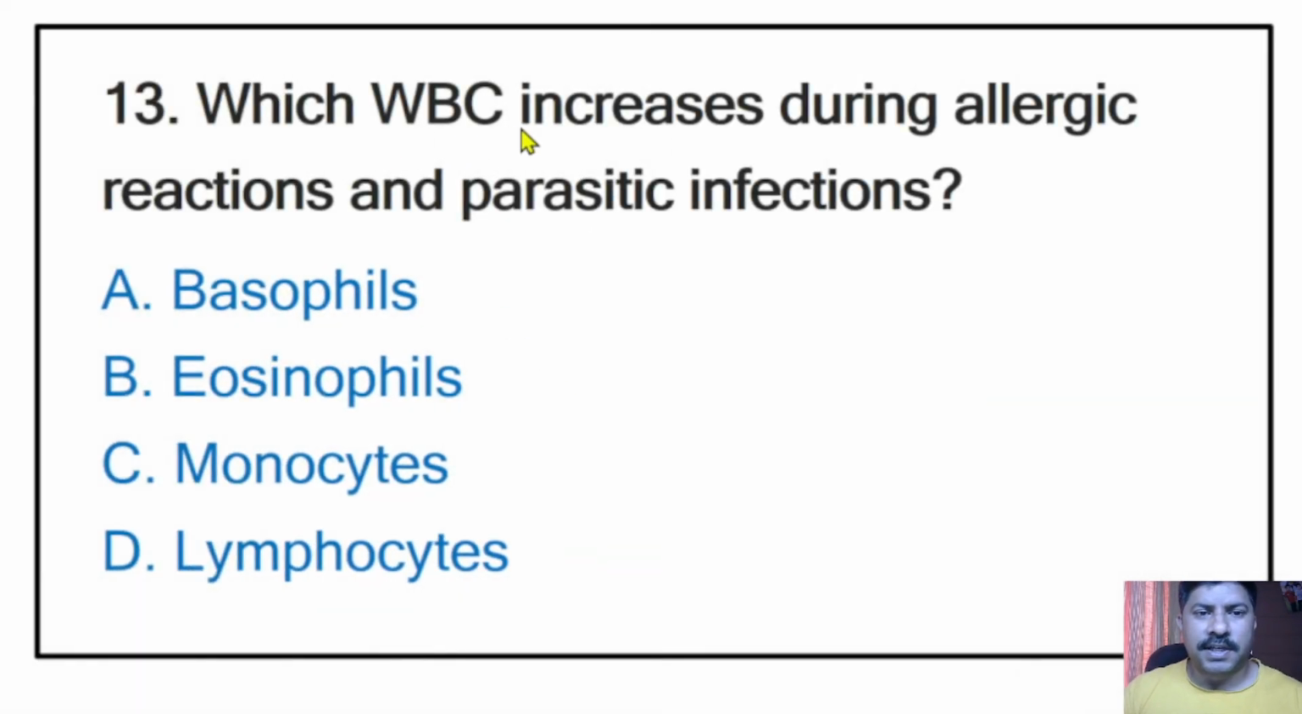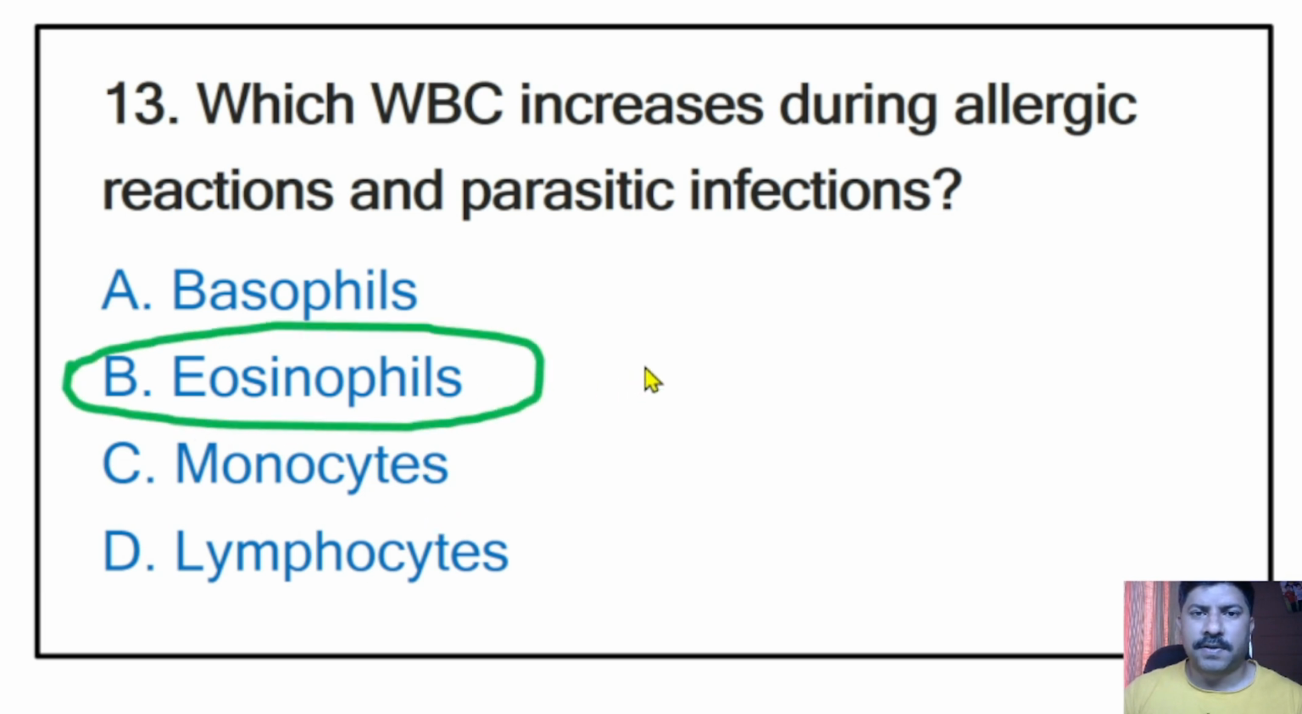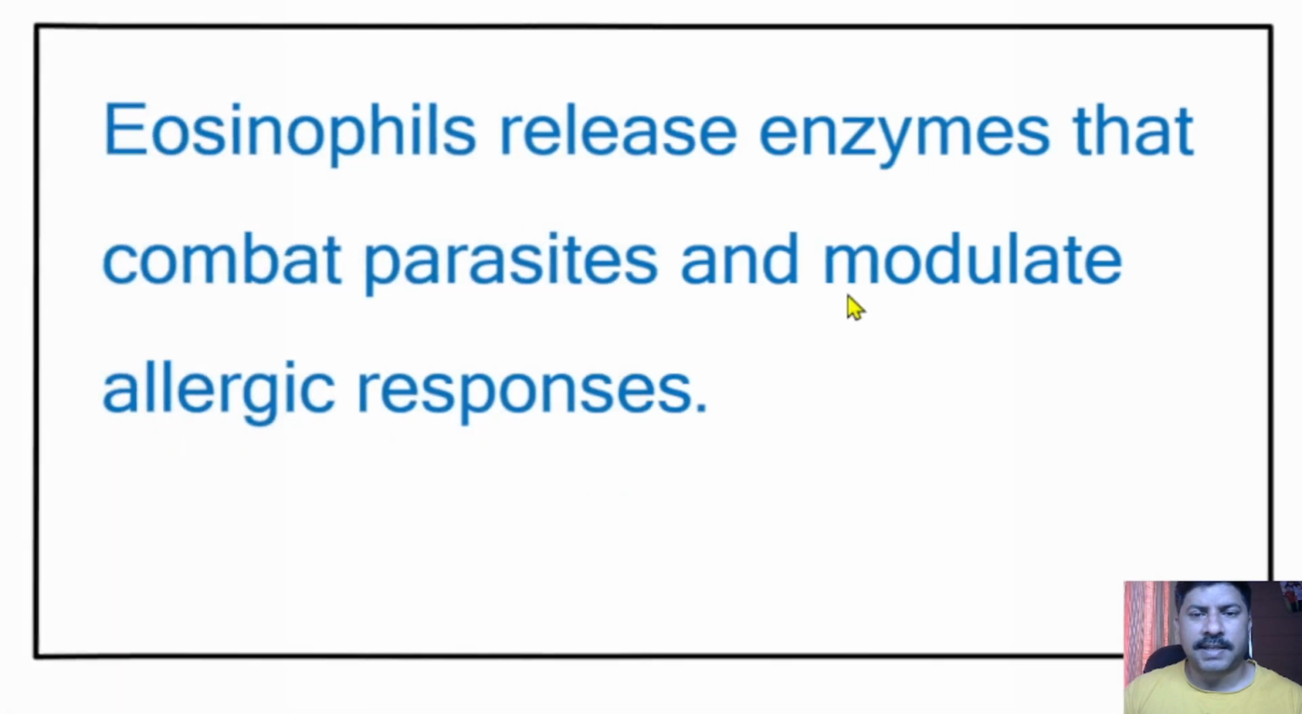13th question, which WBC increases during allergic reactions and parasitic infections? Basophils, eosinophils, monocytes, lymphocytes. The correct answer is option B, eosinophils. Eosinophils release enzymes that combat parasites and modulate allergic responses.